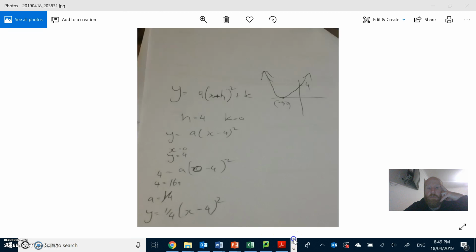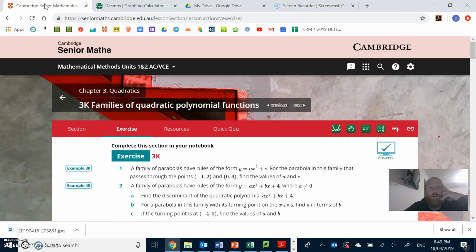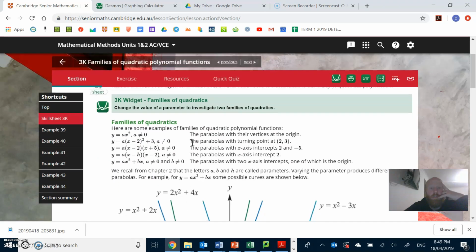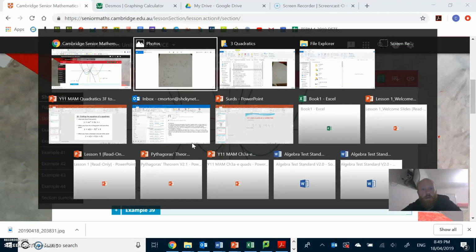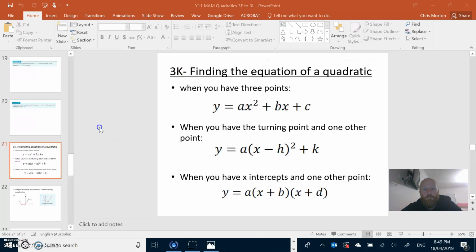Let's go and have a look at example 44, which you're a little bit annoyed about. What's happening here is, in our notes, we've given you 3 basic quadratic equation forms that you can work from. There they are there. So we've got general form, where you can build 3 equations and put them into your calculator and get them to work it out.